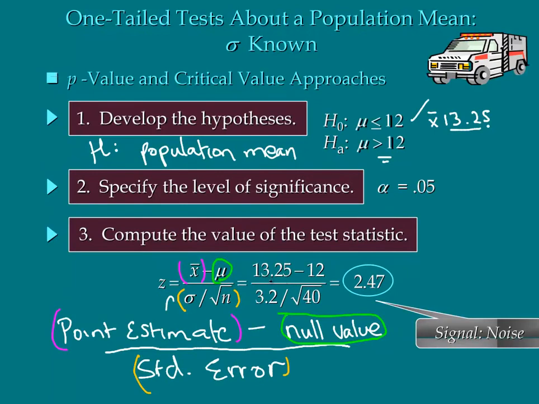Now this is a bit of calculator work. 13.25 minus 12, divided by 3.2 divided by the square root of 40. So the test statistic is 2.47. In some situations people refer to that as the signal to noise ratio.